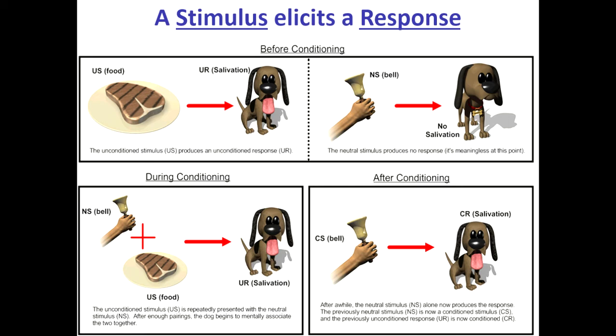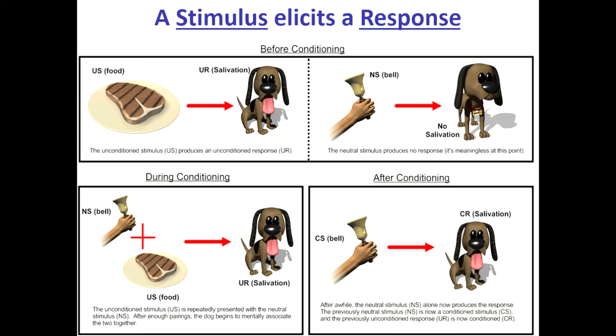What Pavlov did is he paired the food, the unconditioned stimulus, with what's called a neutral stimulus. In this instance it was a bell. The neutral stimulus produces no response. A bell by itself might cause a reaction, but it's not going to produce the response of salivation. That's why in this instance the bell is the neutral stimulus. Those conditions exist before conditioning takes place, before learning happens.